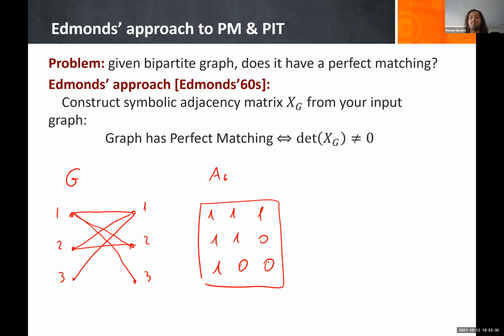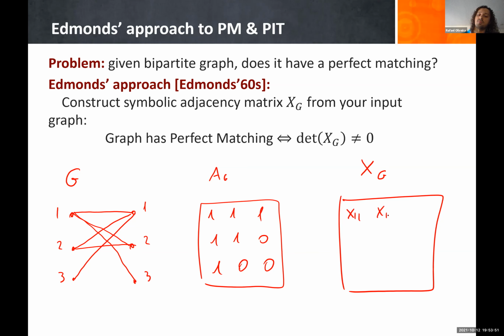Now what Edmonds said is, instead of constructing this adjacency matrix, let's construct a symbolic adjacency matrix where, whenever I had a 1, I put a fresh variable. This fresh variable will be x11, x12, x13, x21, x22, and then 0. If I had 0, I remain with the 0. And then here I have x31, 0, 0.